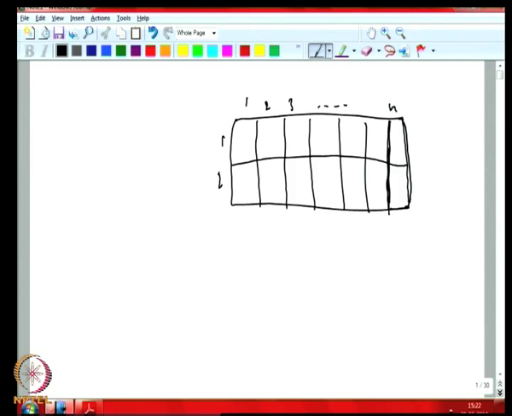Now, we want to fill this board with dominoes. What do we mean by dominoes? Something like this. This is a domino. That means it can fit here, for instance, like this, or it can fit like this. So, it covers either 2 horizontal squares or 2 vertical squares. These kinds of blocks are called dominoes.